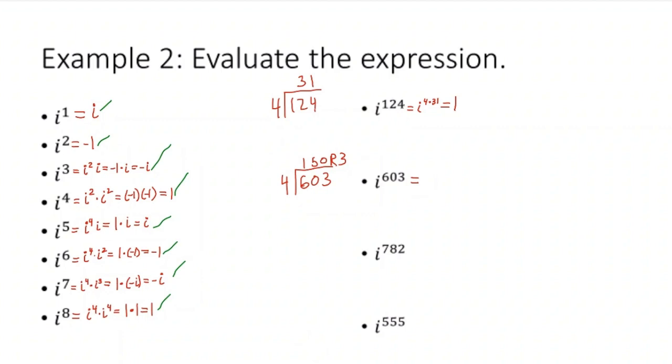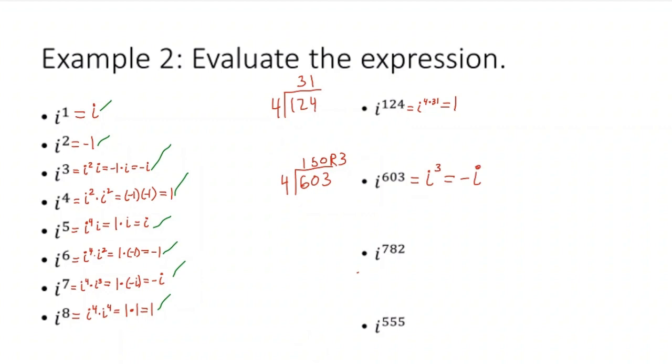i to the 603 is going to be the same as i to the 3rd, because once I finish the first 150 full cycles of 4, I'm going to wind up at 1. Going to 601, 602, 603, I'm not finishing a full cycle, so I still have 3 numbers into my cycle to account for. So i to the 3rd is going to be negative i.